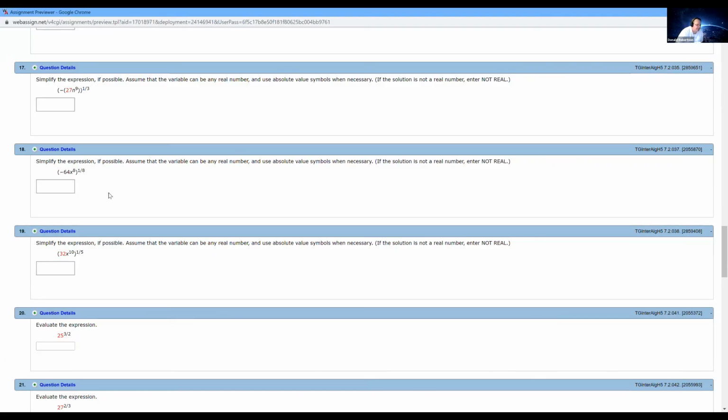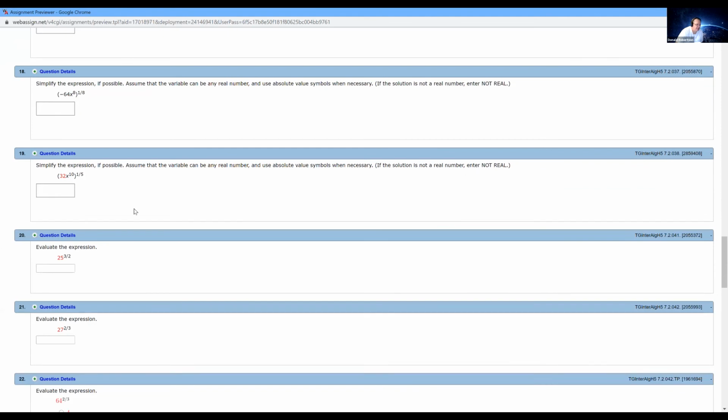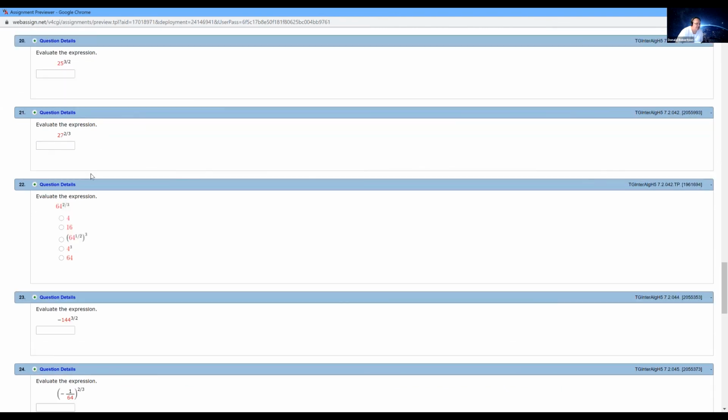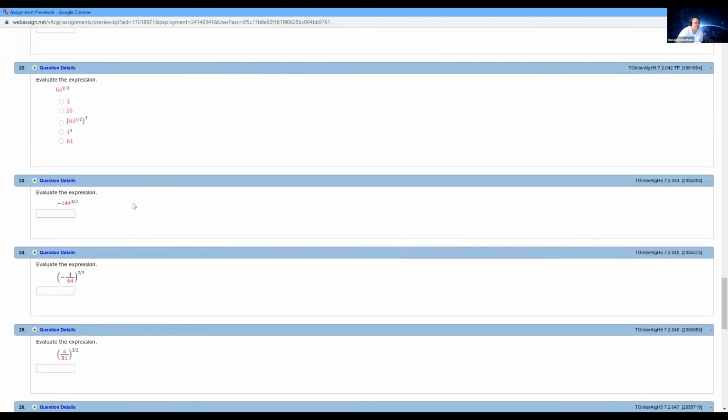There's an 8th power. There's a 5th power. There's a, what would that be? That would be the square root of 25 cubed. That would be the cube root of 27 squared. Oh, let's try this one because there's choices.